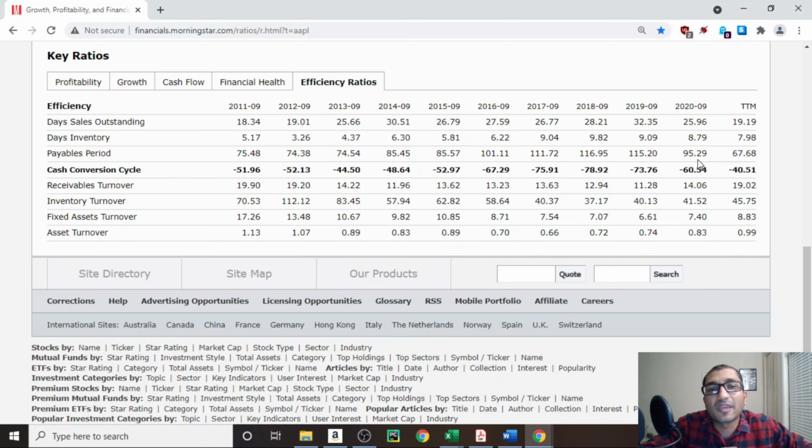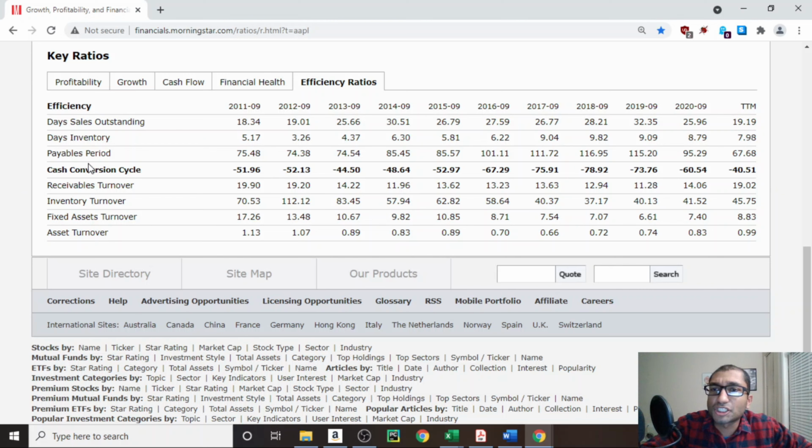Ideally, we want the company's payables period to be staying steady or decreasing. An increasing payables period tells us that the company may be holding on to its cash in order to artificially inflate its cash flow numbers. However, we can see that Apple's payables period over the past few years has stayed fairly consistent. In fact, we saw a decrease in its payables period for the trailing 12 months.